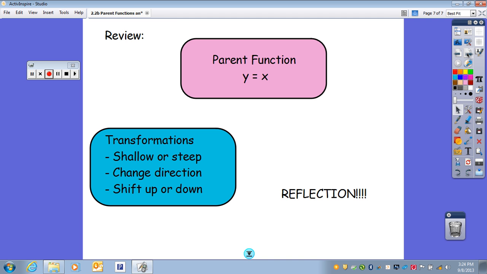So to review, the parent function is y equals x. Our new function can have several transformations. It can be more shallow or more steep than our parent function. It can change direction from positive to negative or negative to positive slope. And the entire line can shift up or down. Please remember to complete the reflection.